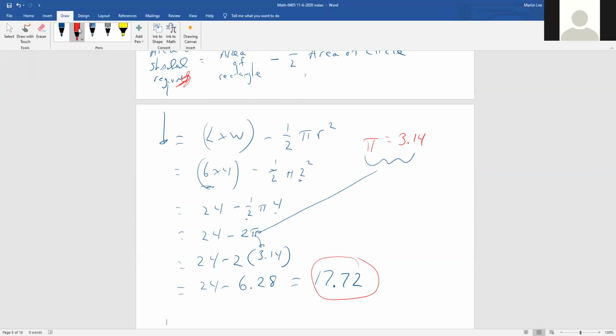If the number of pi wasn't provided, would it just end off as 24 minus 2 pi? Yes. Yep, Aaron, it sure would. That's a good question.